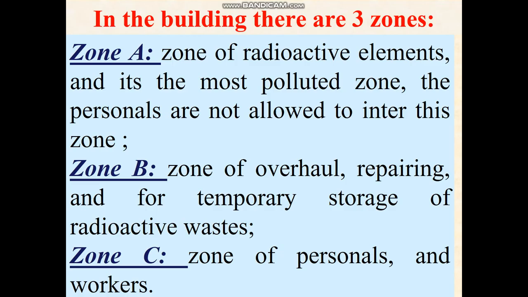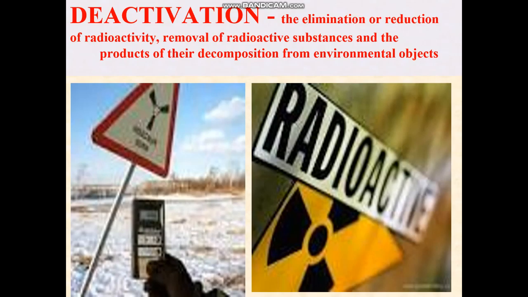Deactivation and daily individual dosimetric tests are also very important for protection from irradiation. Deactivation is the elimination or reduction of radioactivity, the removal of radioactive substances and the products of their decomposition from environmental objects. The means of decontamination: mechanical, absorbent, solvent, cleansing, complex-forming, ionic exchange methods, oxidants and alkalis are applied.